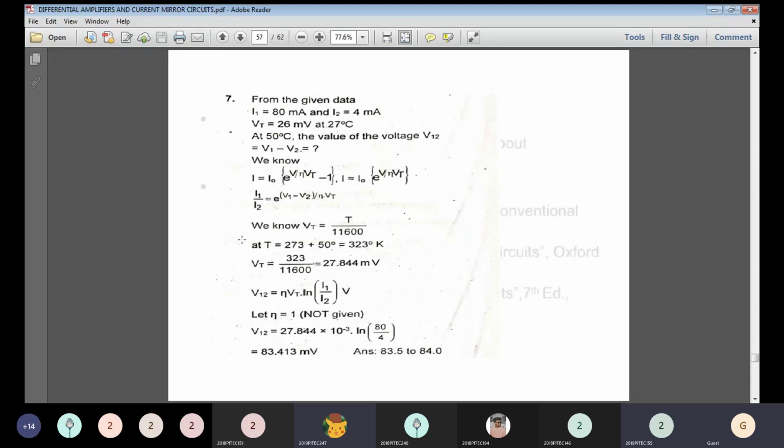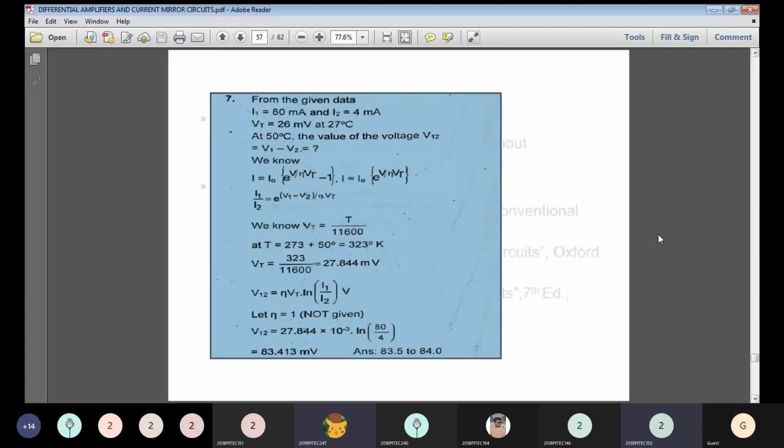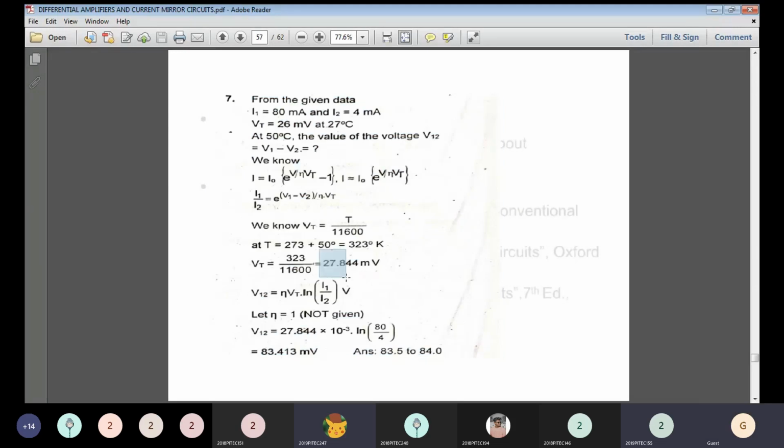So from the calculation, we are getting the voltage as 27.844 millivolt. How are we getting this? Moving on with the formula, we know the exponential form of current for a differential amplifier: I is equal to I naught into e power (V divided by eta VT) minus 1. This is a standard formula to remember. We know the basic thermal voltage formula: VT is equal to temperature divided by 11600. Temperature is given in degrees Celsius, 50 degrees Celsius. For 50 degrees Celsius, we are going to calculate the value of VT.